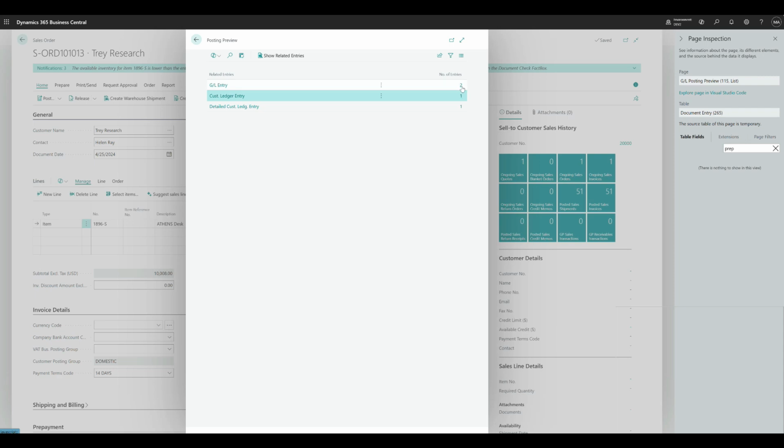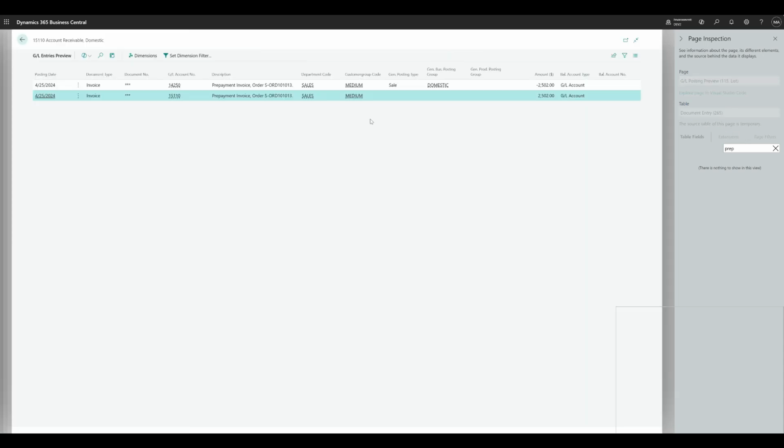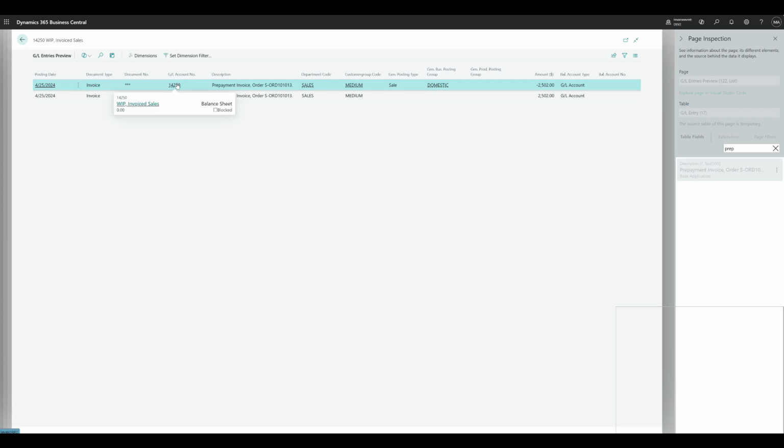And in the GL entries, we're expecting the accounts receivable debited for 2,500, and the account that we set up as the prepayment account, WIP invoice sales, credited 2,500.